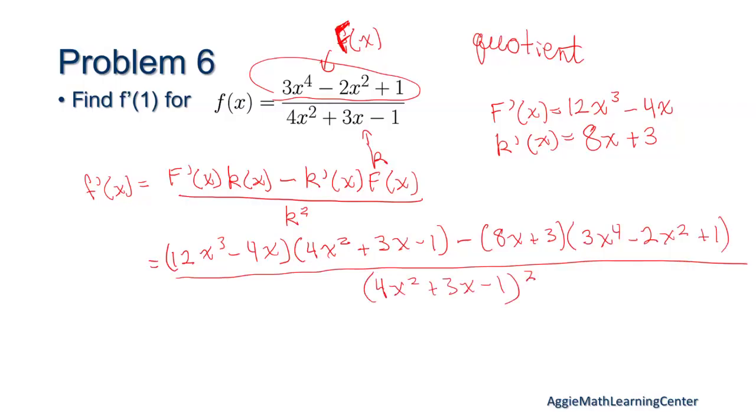Then I would make sure to read the problem and figure out what it's asking, because it just wants us to find f prime of 1. So I would not simplify any of this. I would just plug in 1 on the next step, because that saves you a lot of time. So f prime of 1. Okay, we'll change to a different color here.